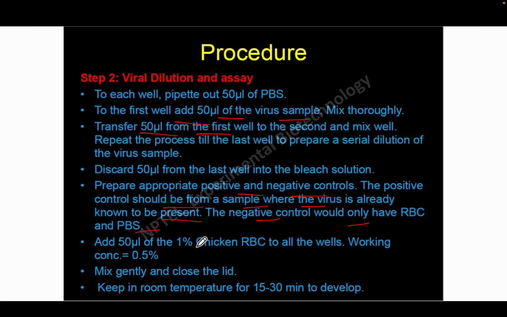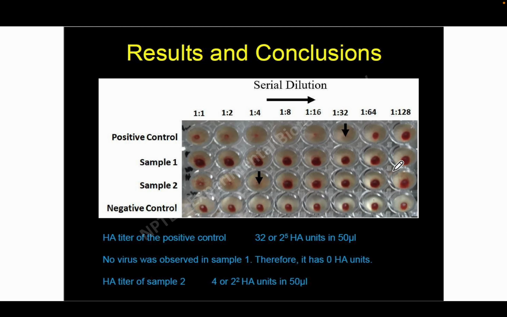Add 50 microliter of the 1% chicken RBC to all the wells. Working concentration is 0.5%. Mix gently and close the lid. Keep at room temperature for 15 to 30 minutes to develop the clumping behavior, and you will get to see this. These are positive controls, this is sample 1, sample 2, and these are negative controls where there is no virus. So now you will be able to calculate the titer through this calculation. Okay.